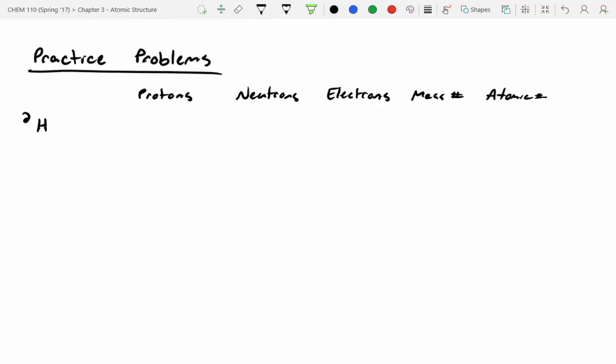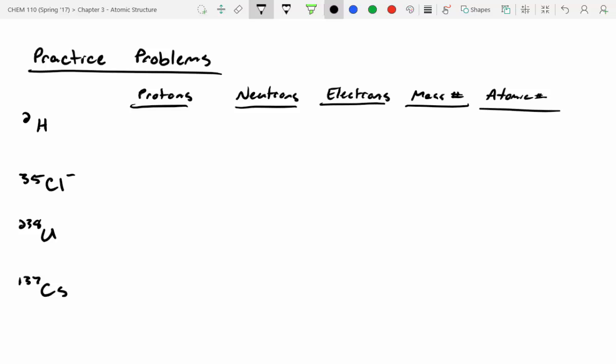So the first one is hydrogen 2. The next one I'll give you guys is 35Cl, but now I'm going to include a minus sign in the top right-hand corner. We'll talk about that. And we've got uranium 238 and cesium 137. Once you think you got it too, check with your neighbor.